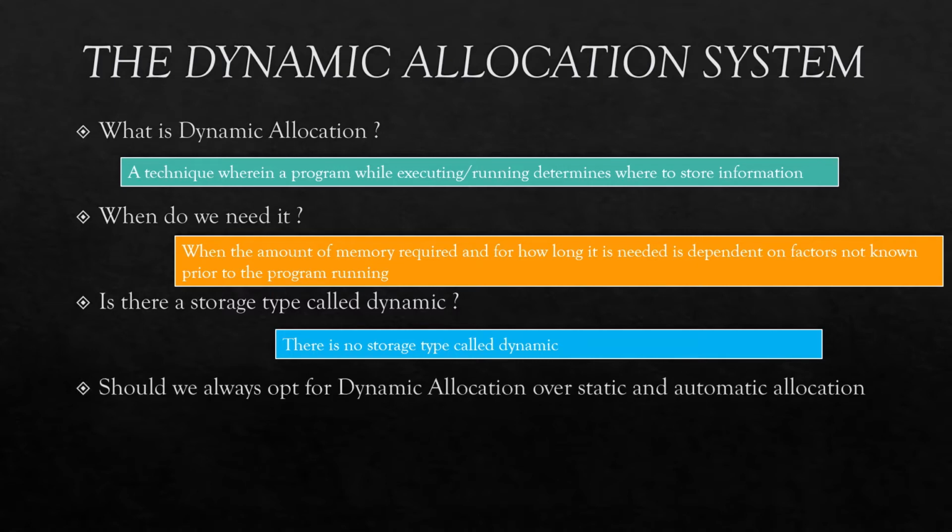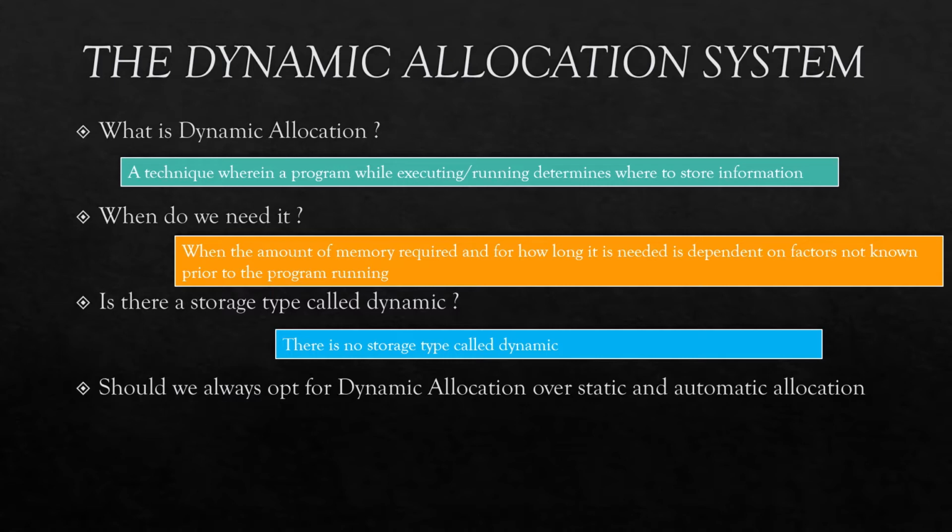The question then would be, should we always opt for dynamic allocation over static and automatic allocation? And the answer to that is no. Why? Because first of all, dynamic allocation is less convenient to use. Why is it less convenient to use?